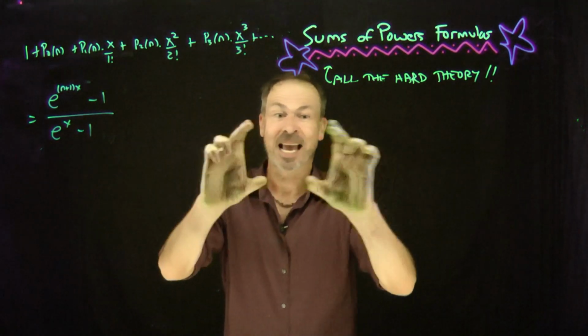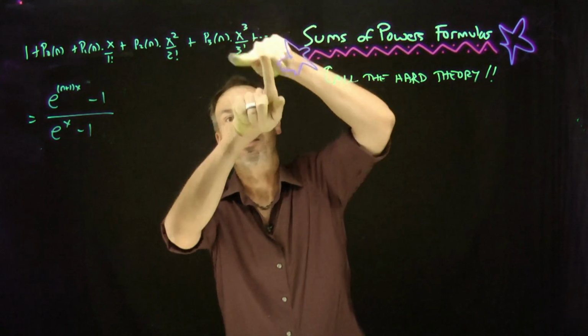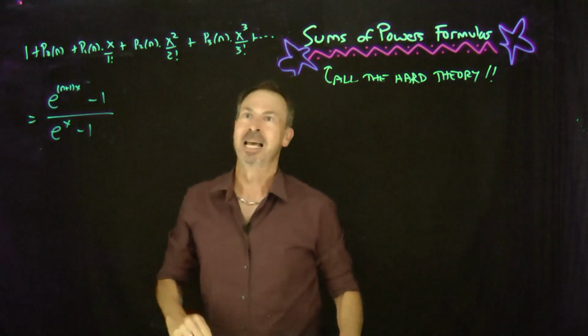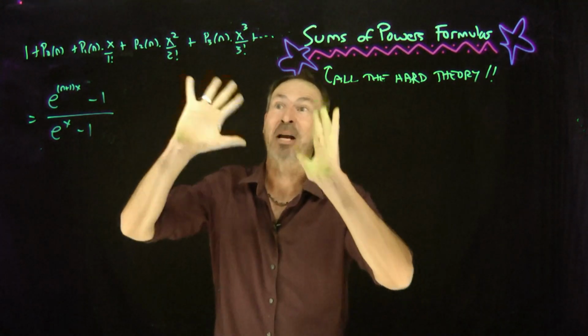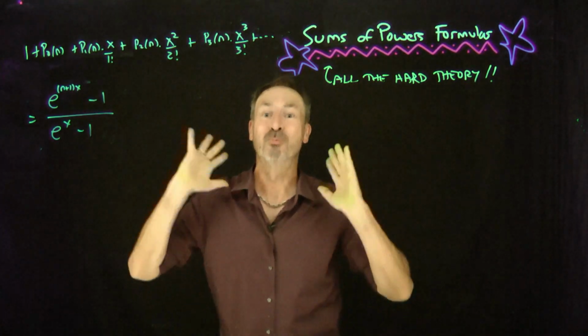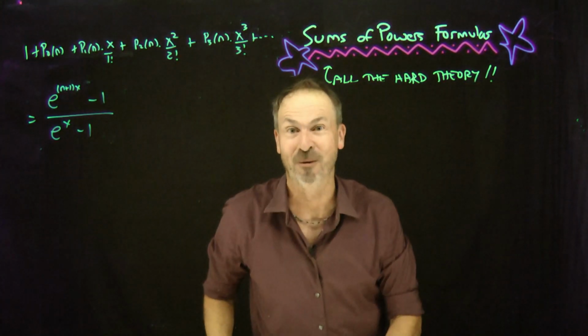The coefficient of x to the k in the Taylor series must match the coefficient of x to the k in this series. It must be pk of n divided by k factorial. Bingo! It might give us an actual formula for pk of n then. Brilliant, fabulous, we've got a way to move forward.